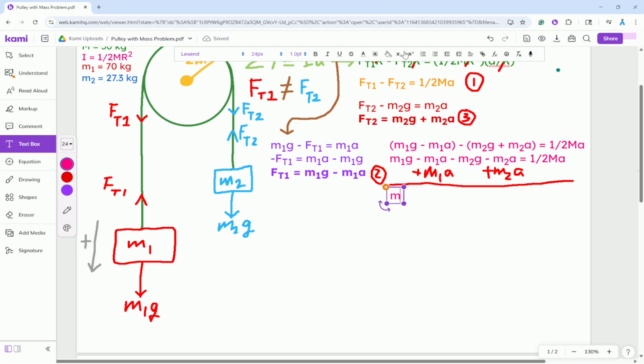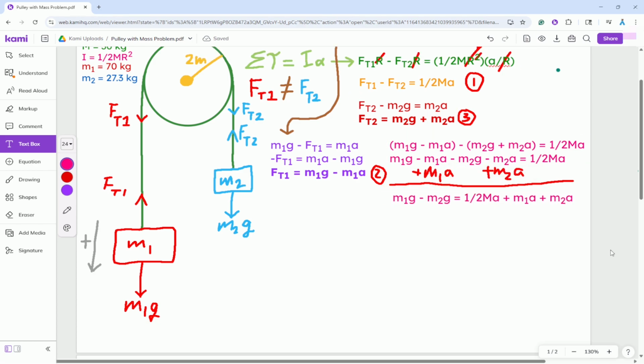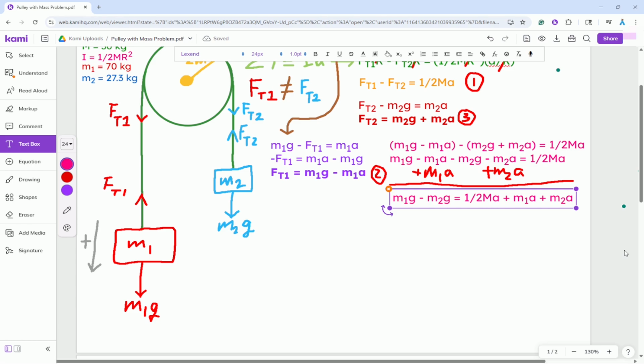That way, we're going to get this: M1G minus M2G equals 1/2 MA plus M1A plus M2A. And now the fun starts to begin. Now we can start factoring. So we can actually factor on both sides of the equation.